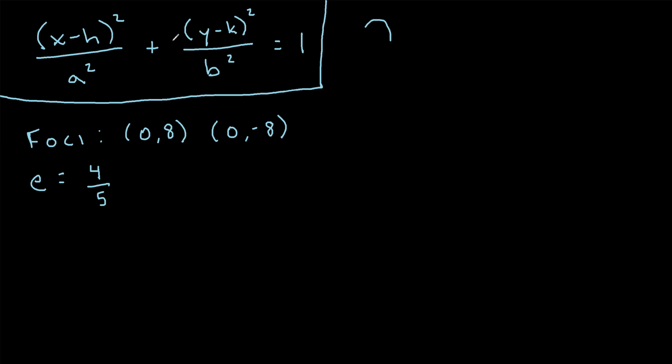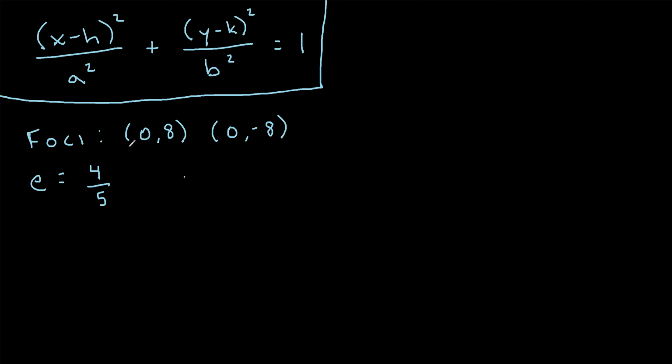So if we have a vertical ellipse like this, then the a squared, which is the larger denominator, will be written under this y term. But if we have an ellipse that's horizontal like this, then the a squared will be written under the x term. So keep that in mind. All right, so let's check out an example.